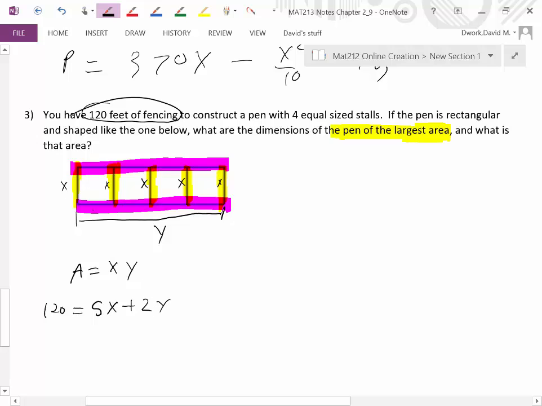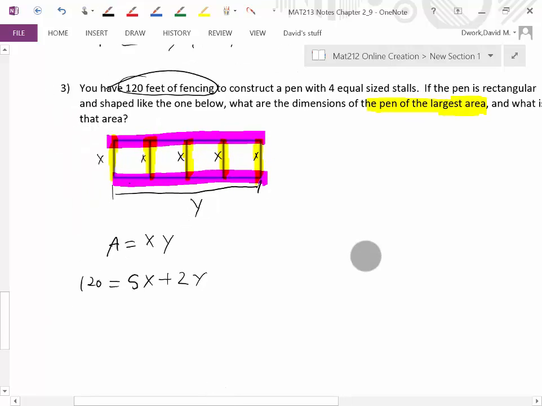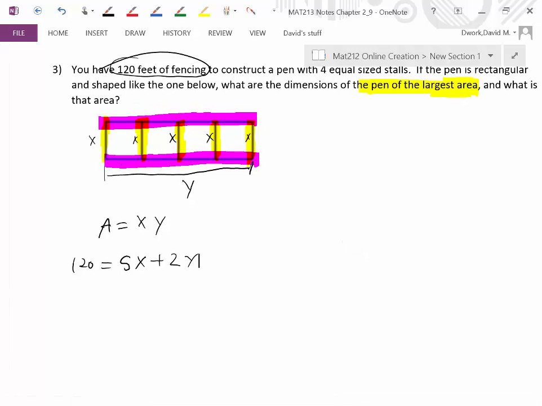Sometimes what you could do is look ahead and ask, what is the problem asking for, x or y? Because then maybe you'd want to sub in for the other one, so the variable you don't want goes away. But in this case, since they just want to know what the dimensions are that will maximize the area, we need x and y anyway. So just pick one. All right, let's solve for, I don't know, y.